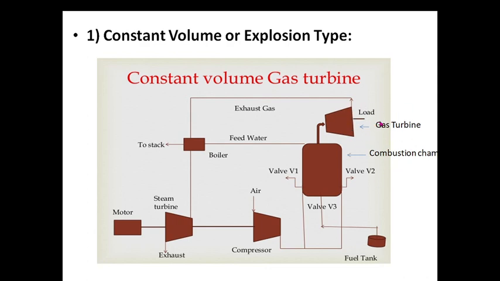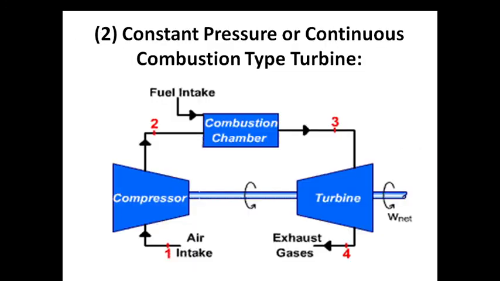load here. Then talking about the advantages, it is small in size, and no compressor is required, which reduces the power consumption of the engine. Now we are going to see another type, which is the constant pressure or continuous combustion gas turbine. Again it has the same three important parts. First one is the compressor, then the turbine and the combustion chamber.